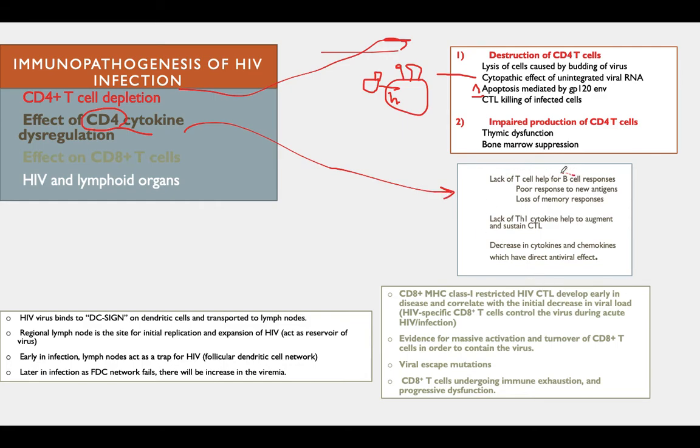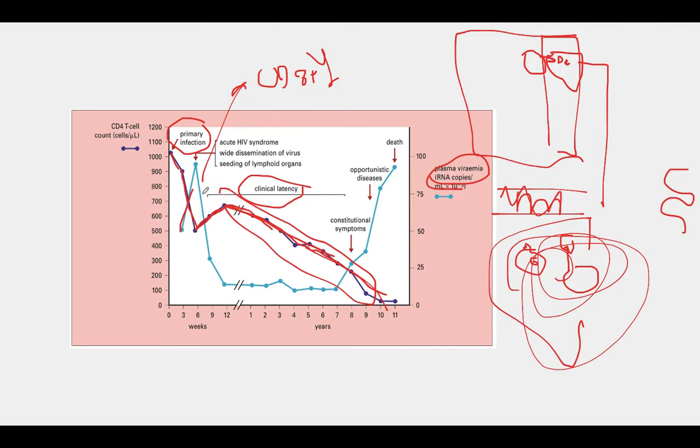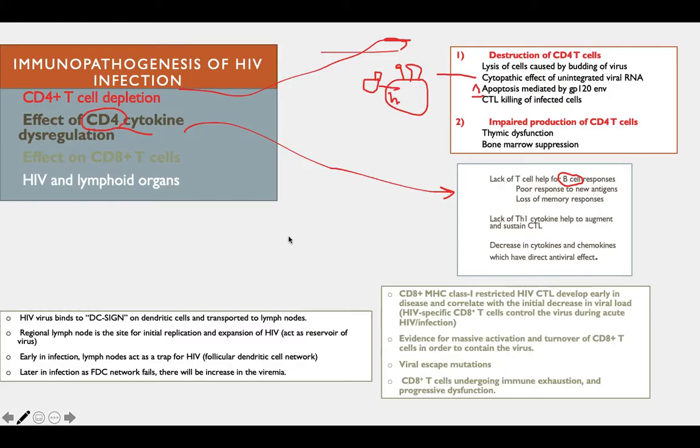Now, the lack of help to the B cell will lead to polyclonal hypergammaglobulinemia. It means that the B cell will proliferate, but there is no class switching, and these antibodies are not specific to the antigen. And basically the cytotoxic T lymphocytes will be dysfunctional, and the viremia will go up. One of the causes is that CD4 will not help, because CD4 is dysfunctional.